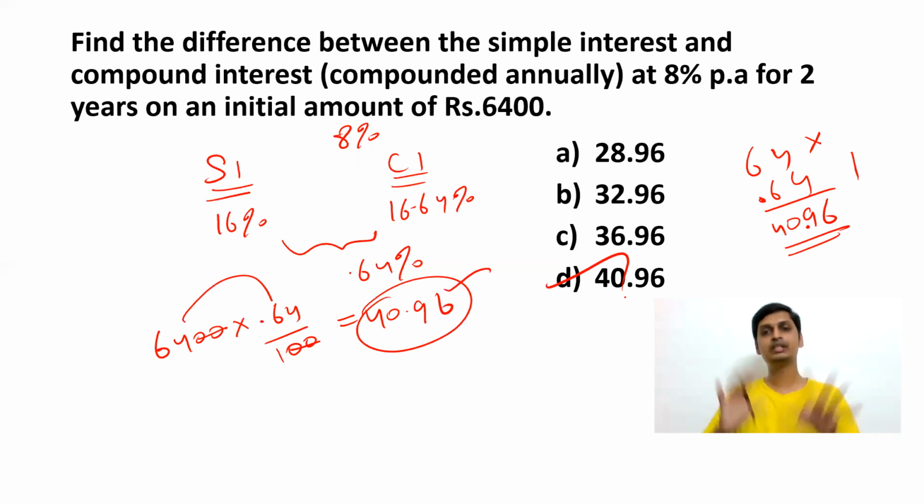So the difference between simple interest and compound interest at 8% for 2 years for the initial amount 6,400 is 40.96. For that, you have to know the percentage difference for simple and compound interest up to at least 15% per annum. I have included that link in the description. If you want, you can have a look at it.